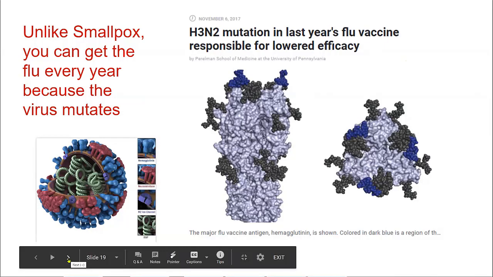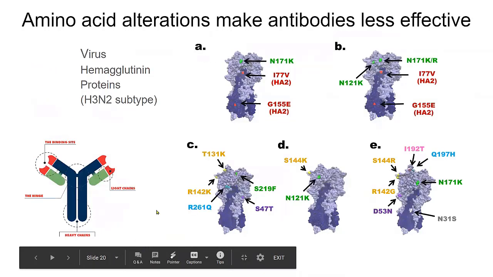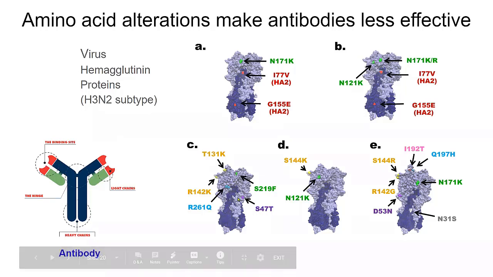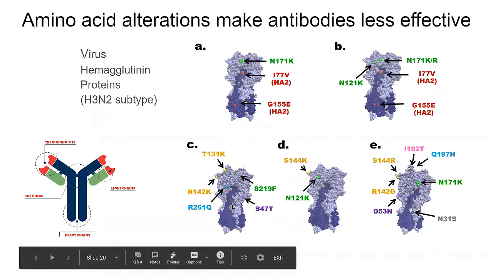Here's another slide getting a little more detail. These are all pictures of the same blue protein on the previous slide, the hemagglutinin. And now they're saying, well, at this position here, there was a change in the amino acids from N, which is glutamine, to K, which is lysine. And here's isoleucine to valine change. Here's glycine to glutamic acid change. So these changes occur naturally. And because of that, they look a little different.